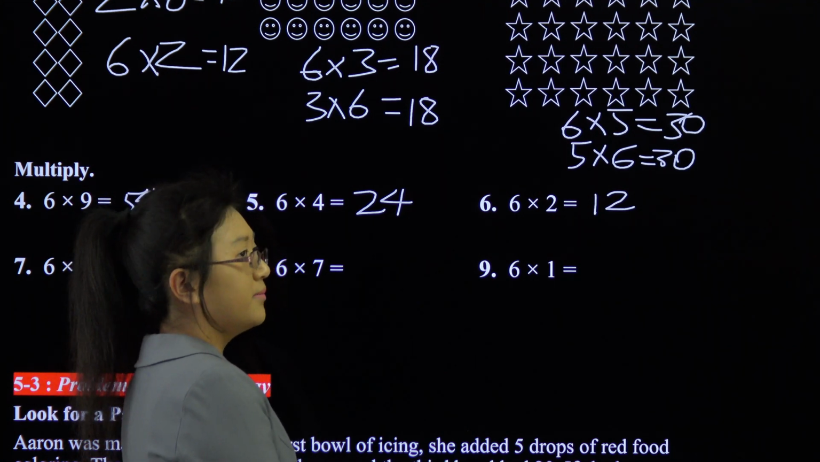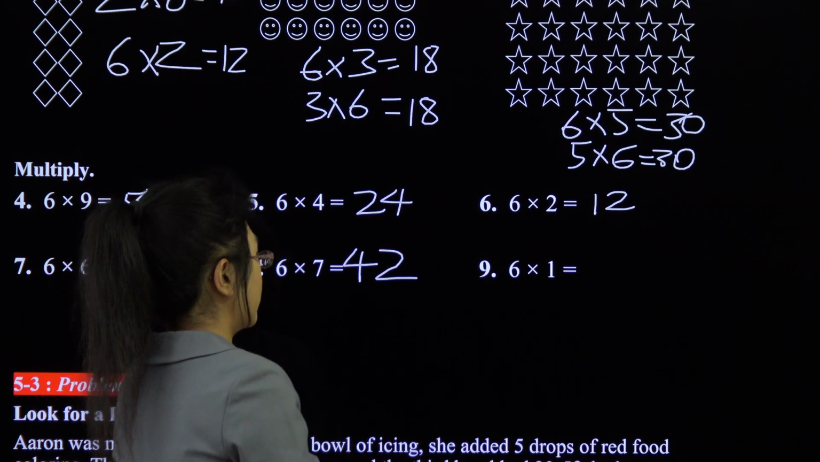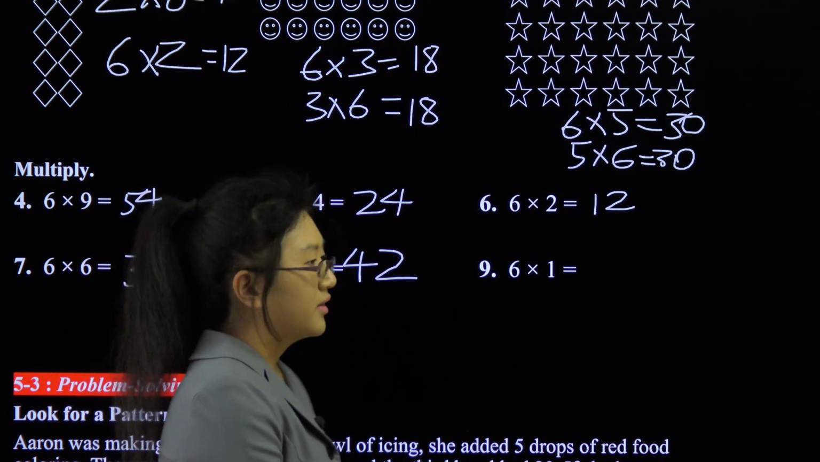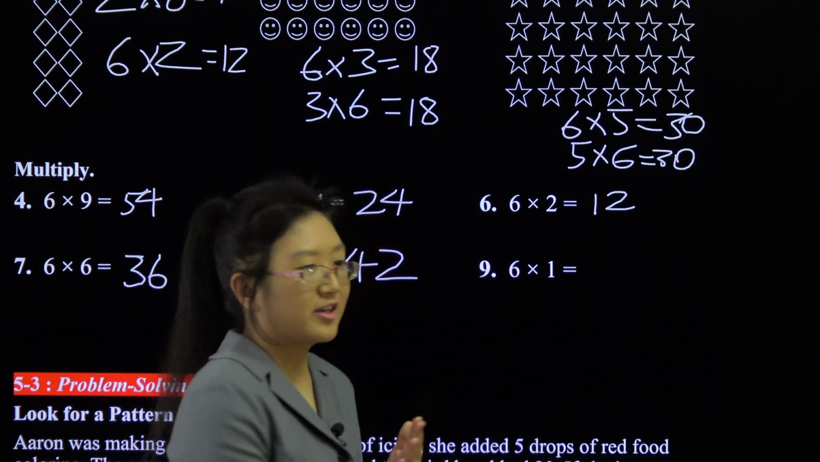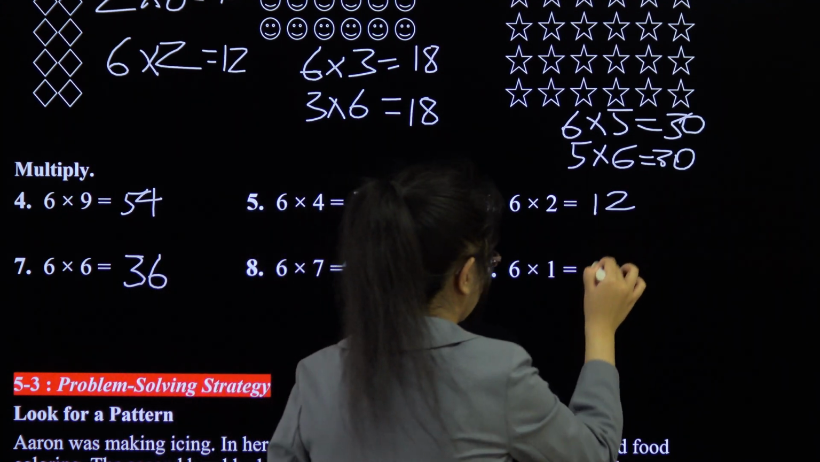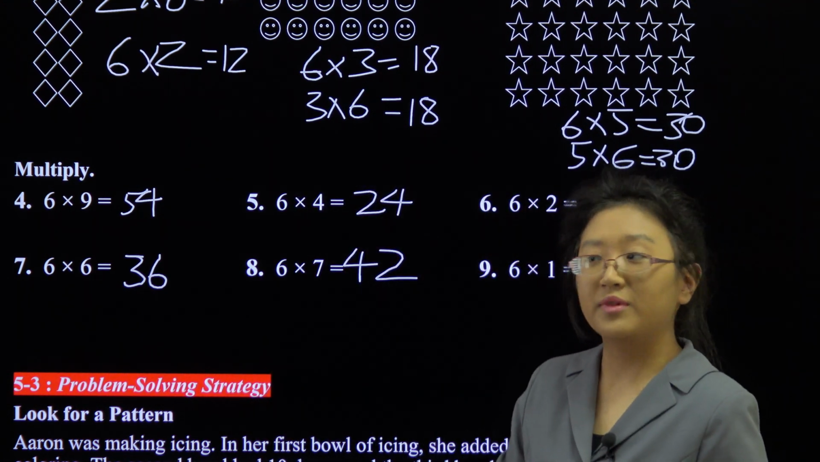Now, 6 times 7, multiplication table, 42. 6 times 1, identity property, 6. Okay, so let's take a break from the multiplication.